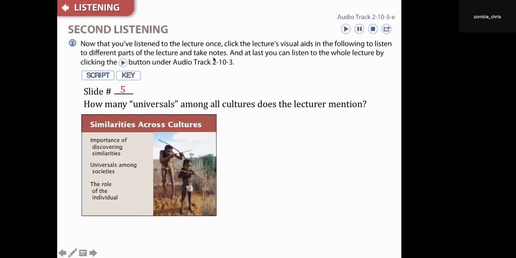And finally, slide 5. How many universals among all cultures does the lecturer mention?